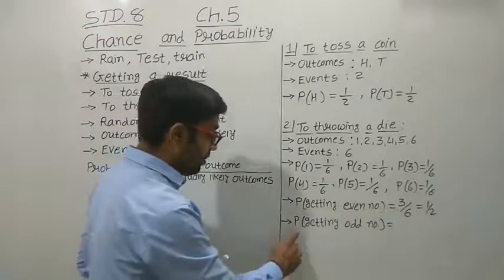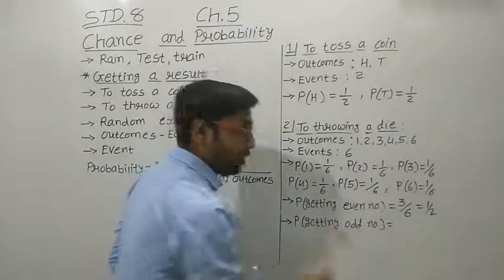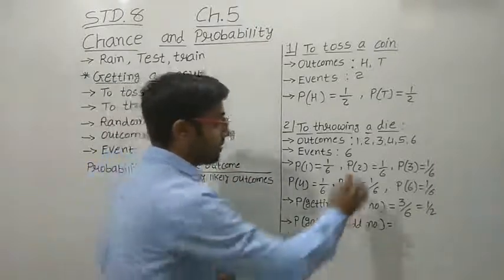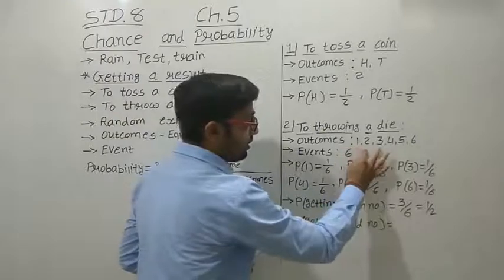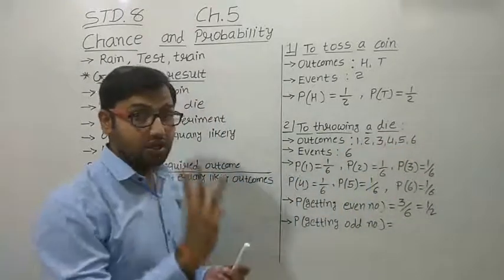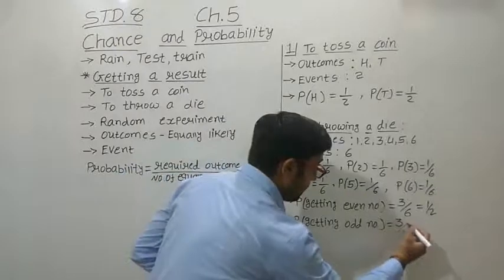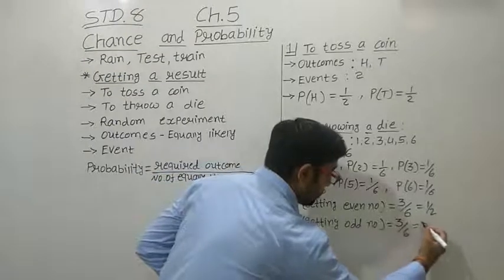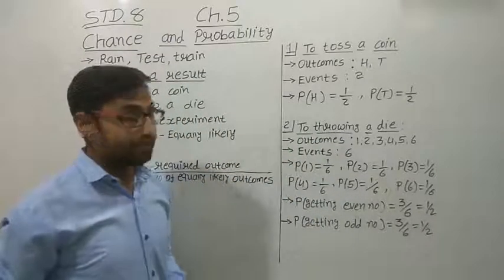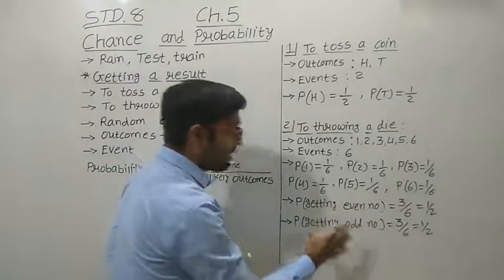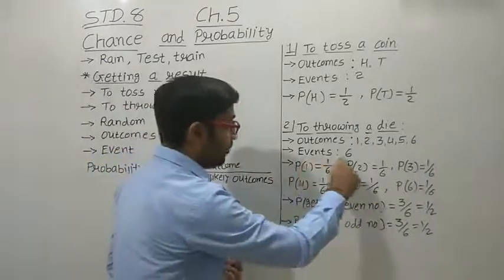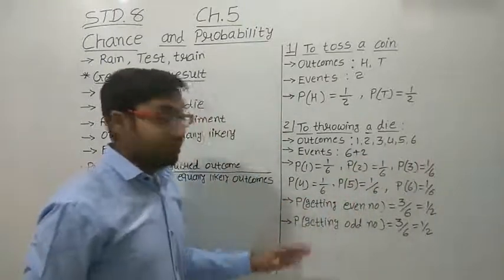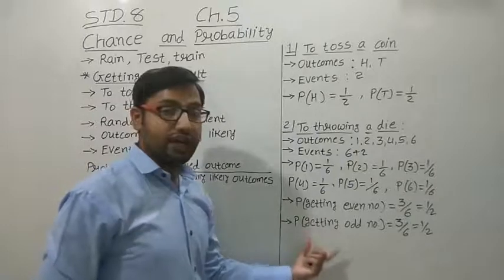In the same way, think about the event of getting an odd number. How many odd numbers are there in the outcomes? 1, 3 and 5. There are 3 outcomes which are odd numbers, and the total outcomes is 6. So here also we get the probability 1 upon 2. So 2 more events are added here. We wrote down only 6 events, but these 2 events are also added.